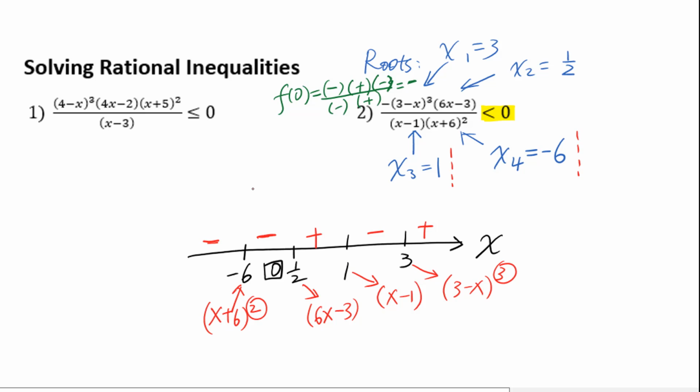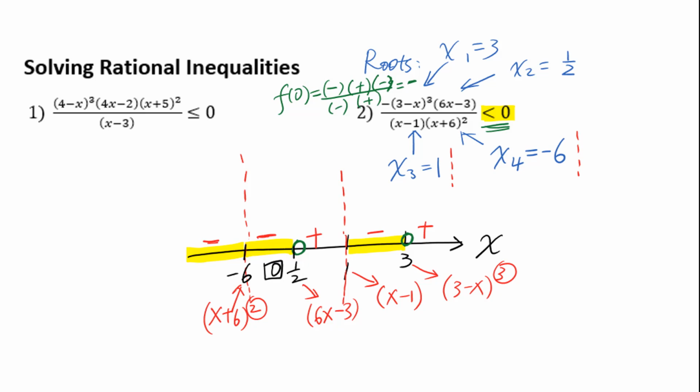And do not forget the asymptote line. This part is the asymptote line, and x equals negative 6 is an asymptote line. Since we want less than 0, the interval with a negative sign is the solution. This is a solution. This is a solution. Since there is no equal sign, this is an open circle. Vertical asymptote line is definitely an open circle.